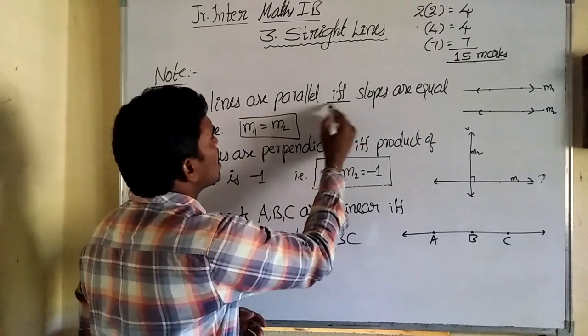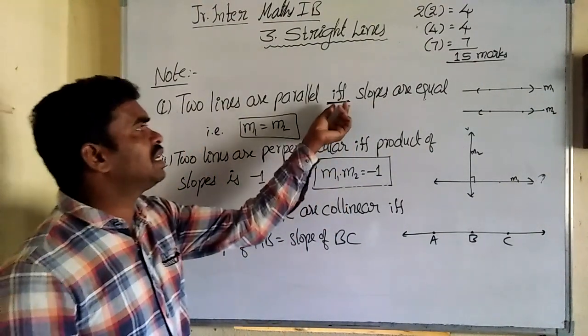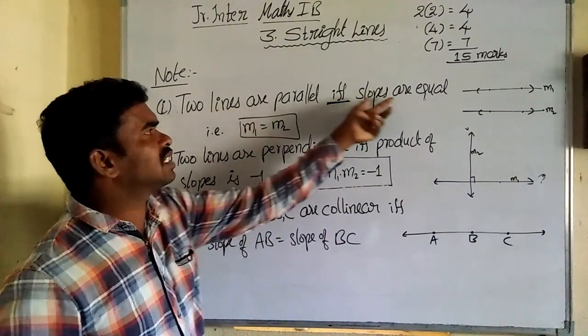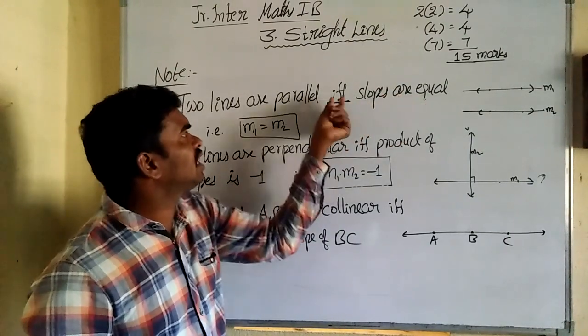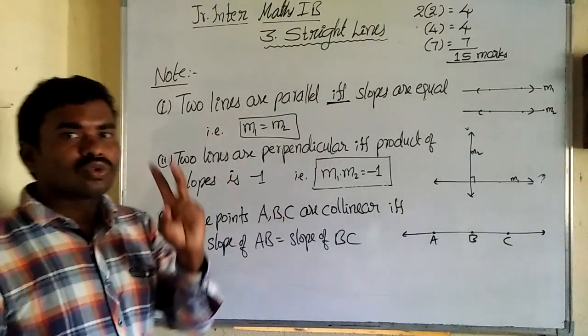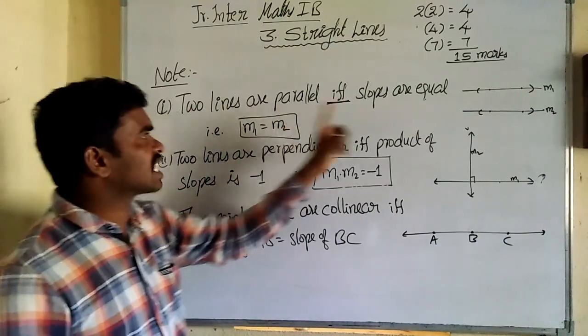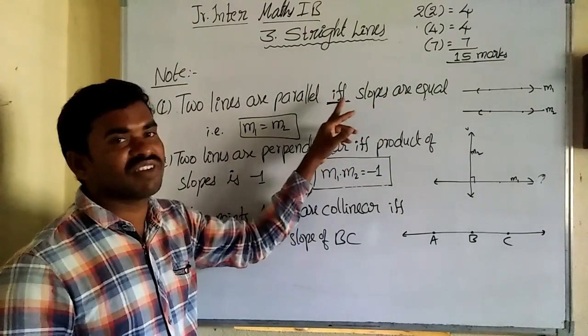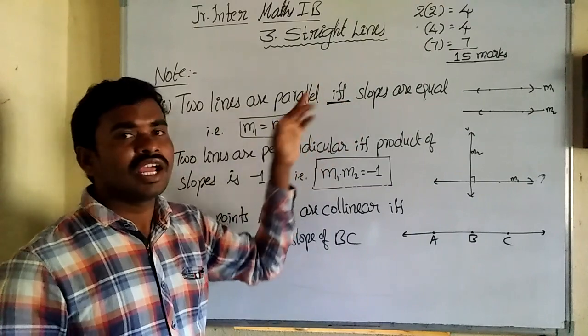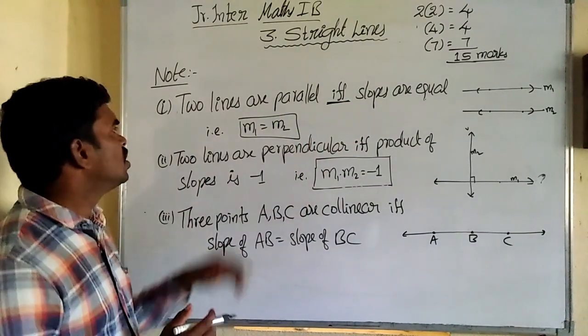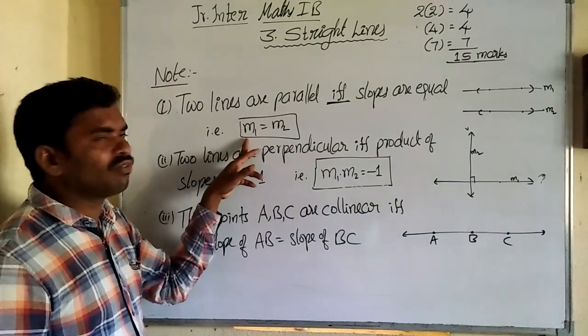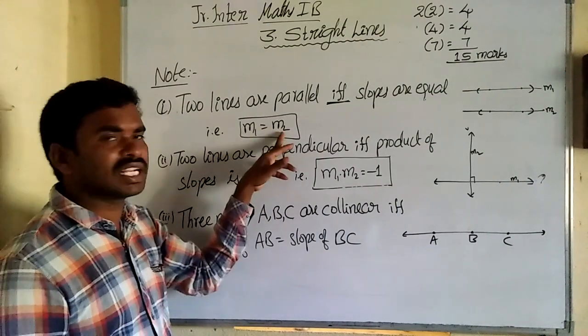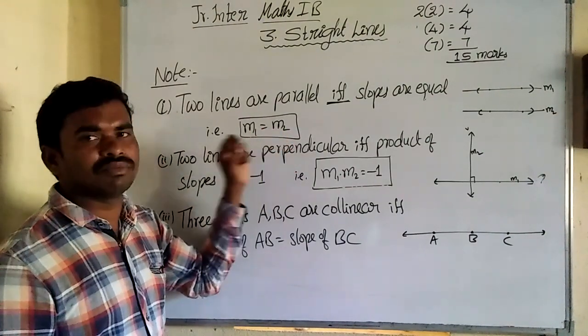That's why we use iff. Iff means if two lines are parallel, then slopes are equal; if slopes are equal, then lines are parallel. So two sentences when we write in a single sentence, at that time we use iff, which means if and only if. So simply we can say if the first line's slope is m1 and the second line's slope is m2, then m1 equals m2.